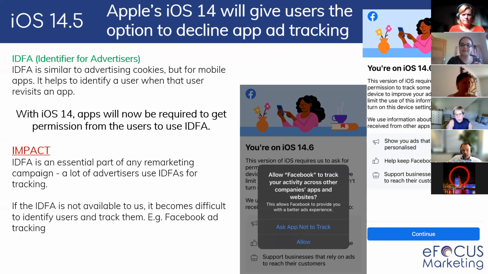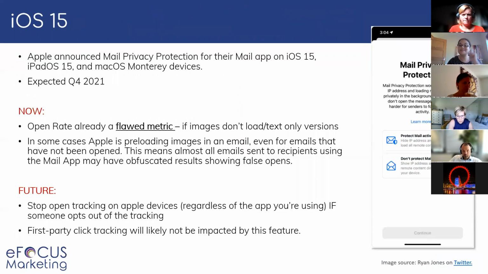But what's going to happen is the next release, which is due to come out at the end of this year, will block opens. So if somebody is opening their emails on a mobile device, unless they say yes to it, those opens are going to be blocked. You won't be able to track those. So this is coming later this year.